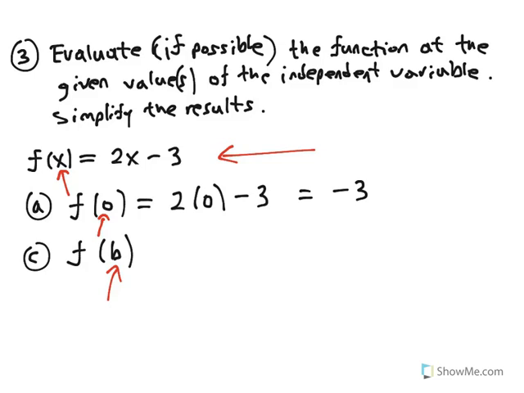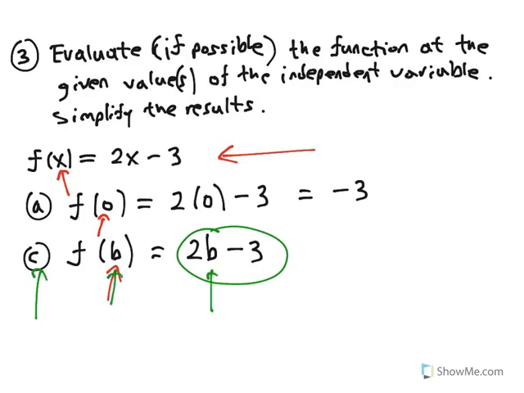In part B, the input is b. So you're going to have 2 times the input minus 3, and this would be the output. In part C, the input is b, so you have 2 times the input minus 3.